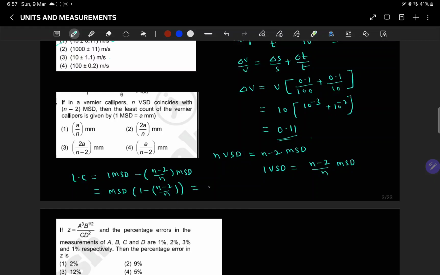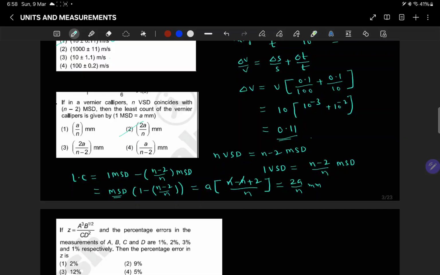Now 1 MSD is given as a, then a into (n minus n plus 2) by n. Just this n is cancelled. a into 2 by n, so that means 2a by n. What is the least count? It is 2a by n millimeters. So it is given in option 2.